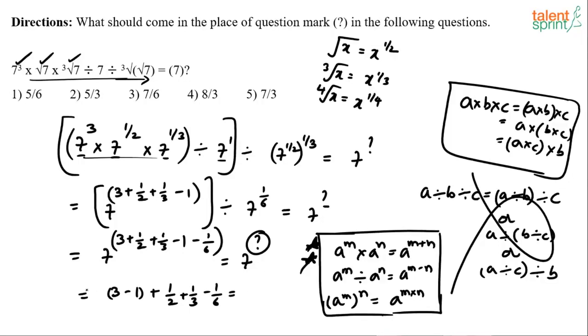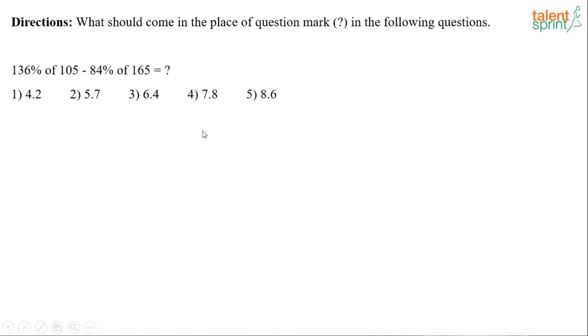So the question mark will be equal to 3 minus 1 is 2, and this is 1 by 2 plus 1 by 3 minus 1 by 6. So 6 is the LCM, right? 3 plus 2 is 5, minus 1 is 4. So 2 plus 4 by 6, which is 2 by 3. 2 plus 2 by 3 is 8 by 3. Option 4 will be the answer. So why did you get 7 by 3, 5 by 3 and all that stuff, guys?